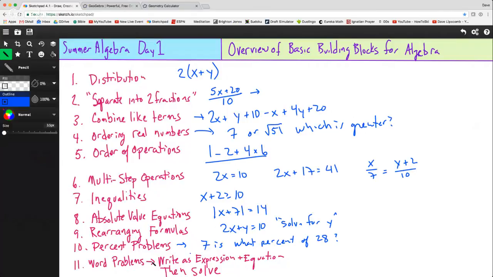And then word problems. I'll give you a word problem and show you how to write this as an expression, and then as an equation, and then even to solve. I won't write the example out here because it's kind of long. So we're going to go over this one slide at a time.